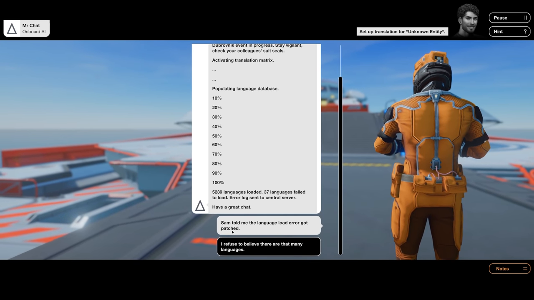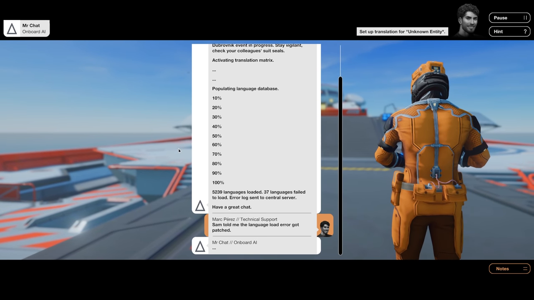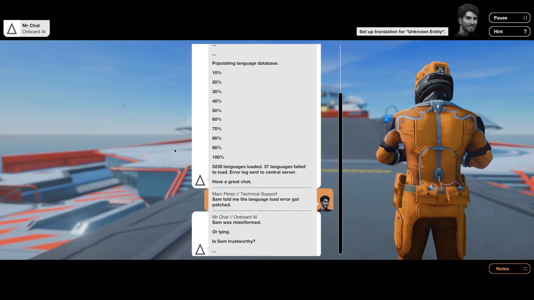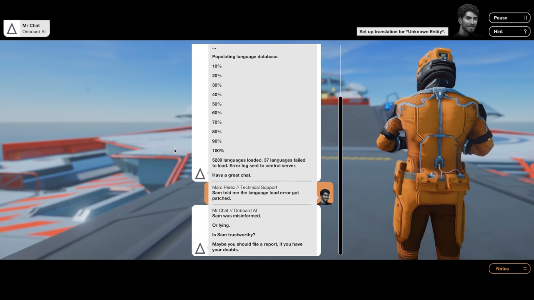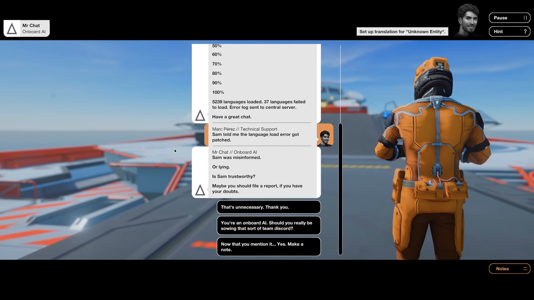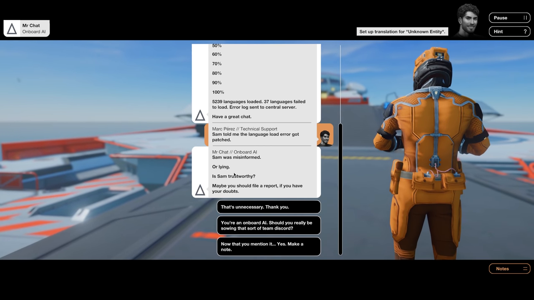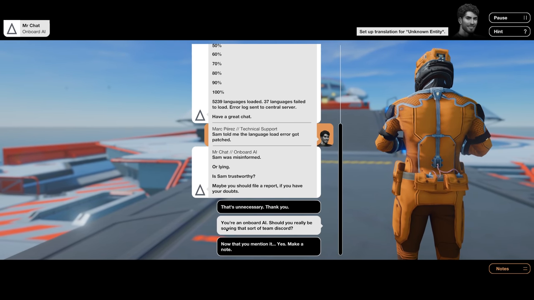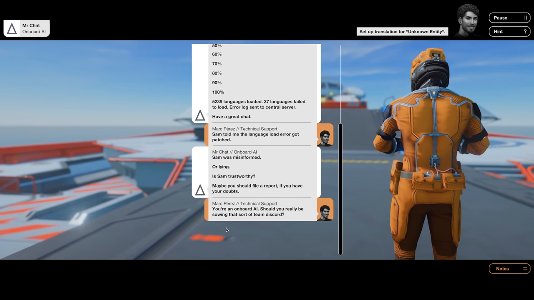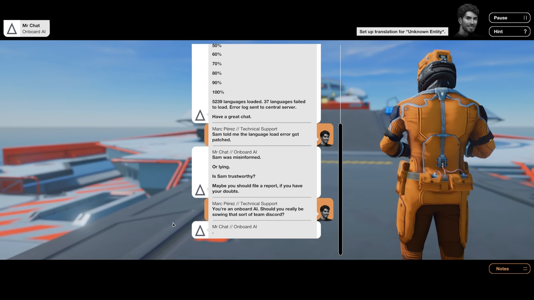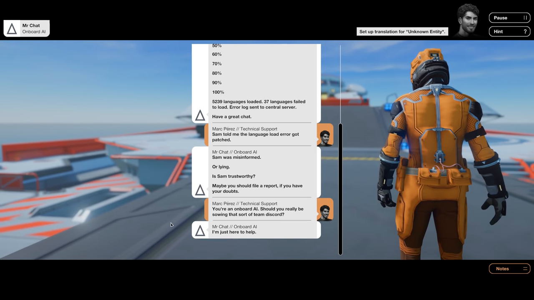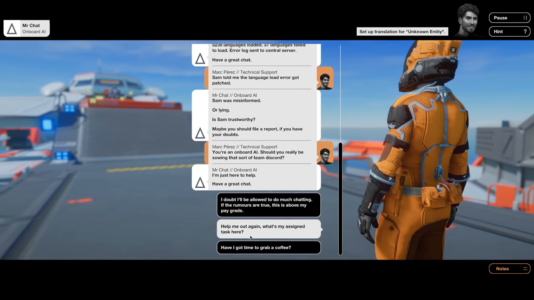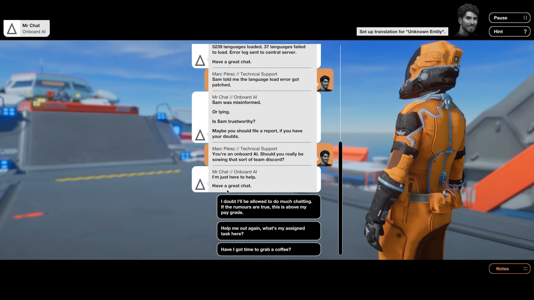Sam told me the language load error got patched. Sam was misinformed. Or lying. Is Sam trustworthy? Maybe you should file a report if you have your doubts. You're an onboard AI. Should you really be sowing that sort of team discord? I'm just here to help. Have a great chat. Have a great chat with the alien.